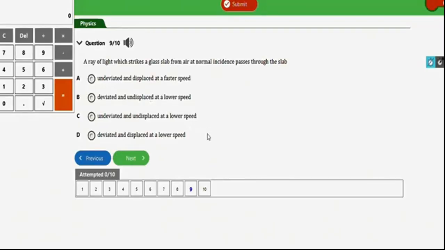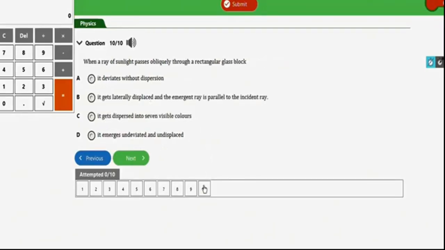Alright, lastly, before we call it a video, this question says, when a ray of sunlight passes obliquely through a rectangular glass block, it deviates without dispersion; it gets laterally displaced and the emergent ray is parallel to the incident ray; it gets dispersed into 7 visible colors; it emerges undeviated and undisplaced. So guys, the correct option in this question is option B, which is it gets laterally displaced and the emergent ray is parallel to the incident ray.